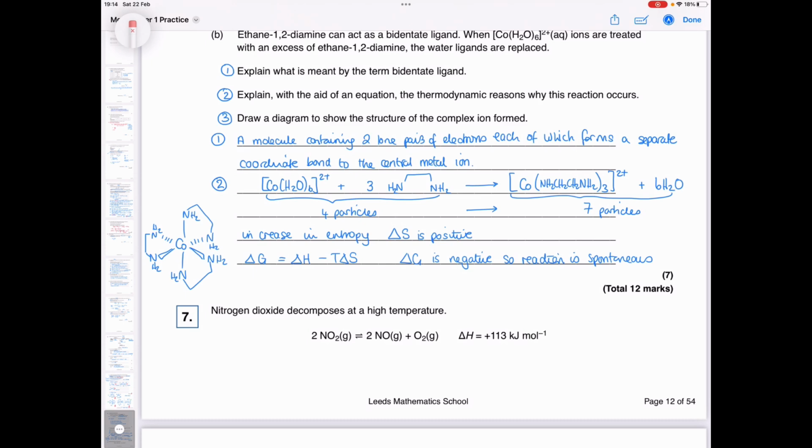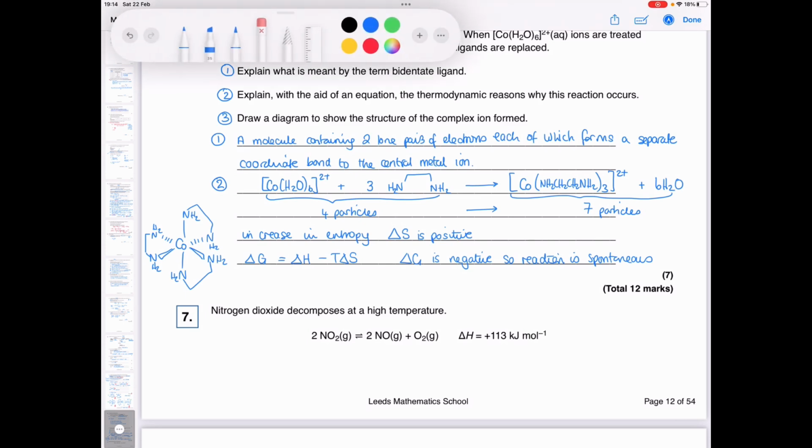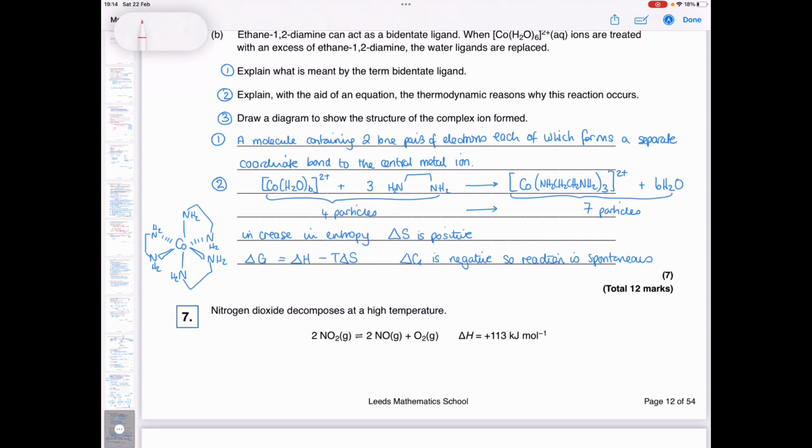Because this is quite a long question, I'm going to just go through the mark scheme and double check we've got all the points here. Let's move this to the red pen. So the first part is 2 atoms that each donate a lone pair of electrons. So a molecule containing 2 lone pairs of electrons, each of which forms a separate coordinate bond to the central metal ion. So we've got the marks there.